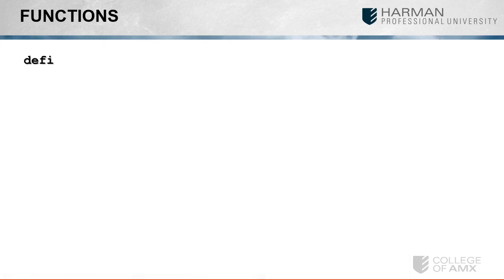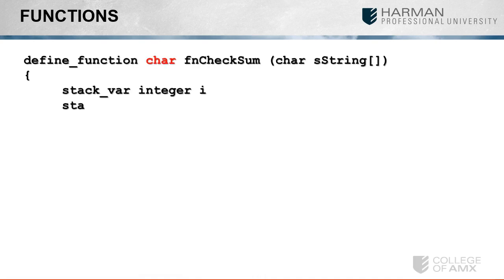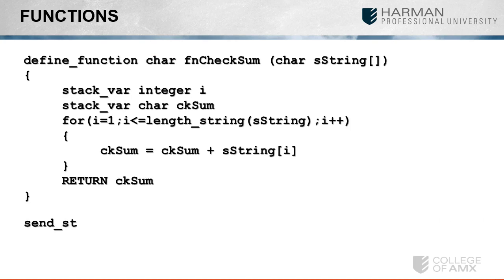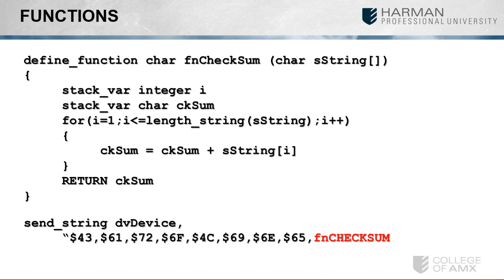In order to accomplish this, you would, of course, as before, use the keyword define function. Next, you would list the return type, in this case char, then the name of the function. The only difference here is that the checksum value is returned to the function from wherever it is called.